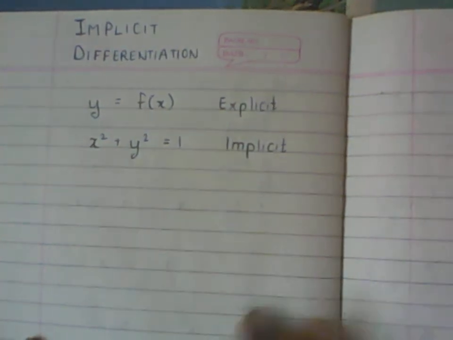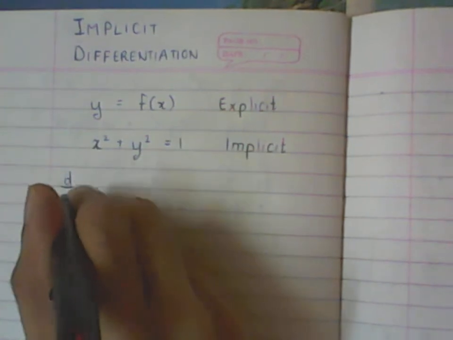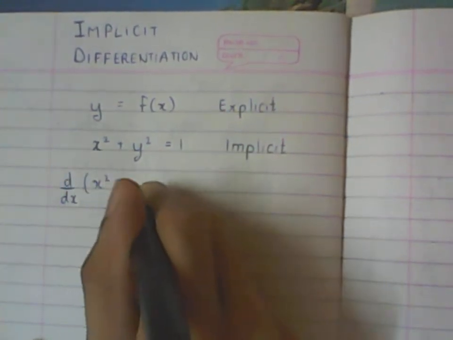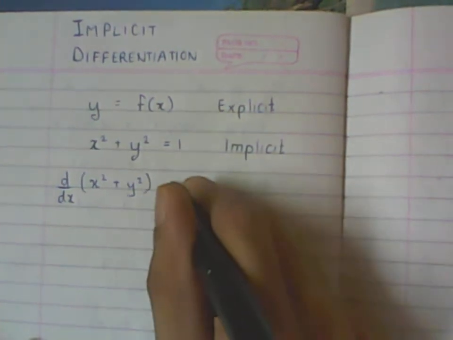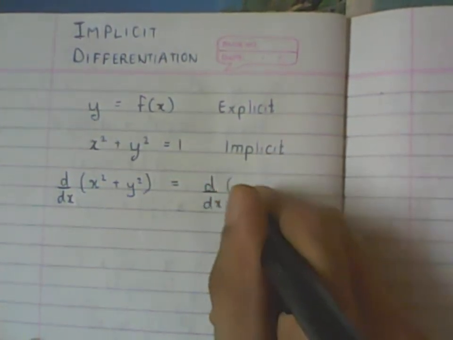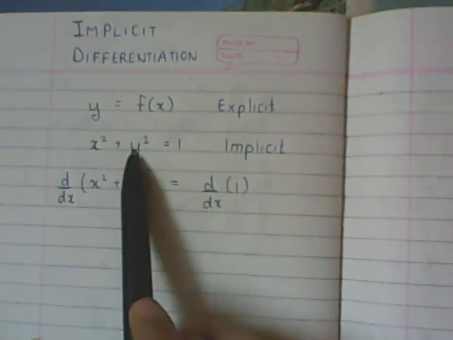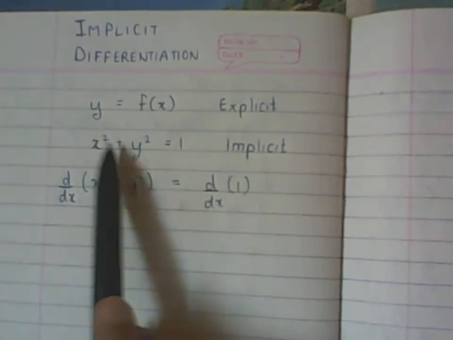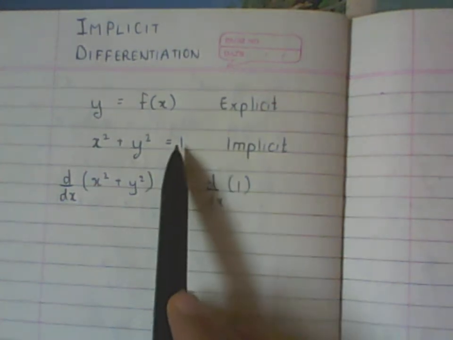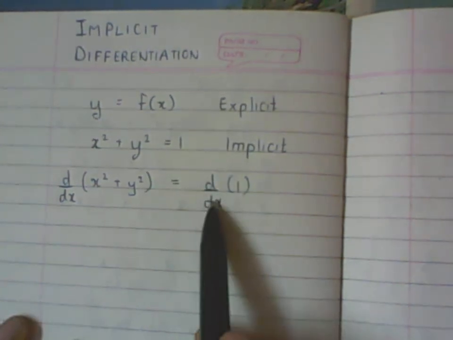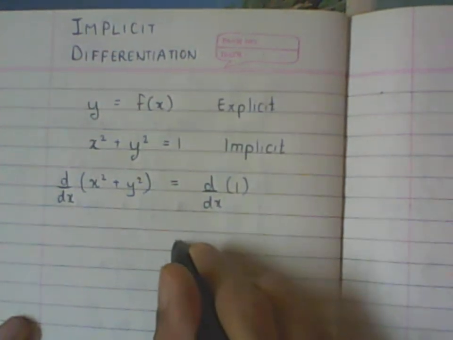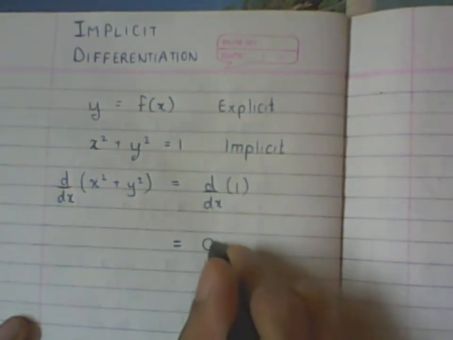So you find d by dx of the left hand side, which is x squared plus y squared, and you say that it will be equal to d by dx of the right hand side, because if the left hand side is equal to the right hand side, then its derivative will be equal to its derivative. On the right hand side, the derivative of the constant 1 is just 0.